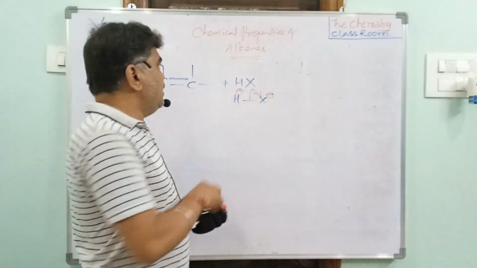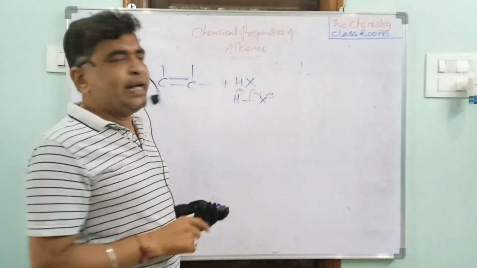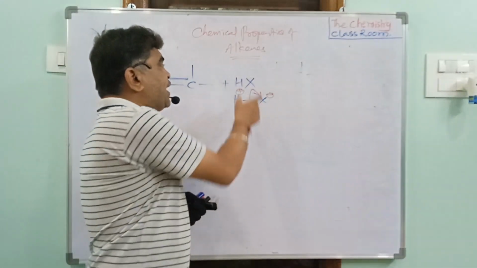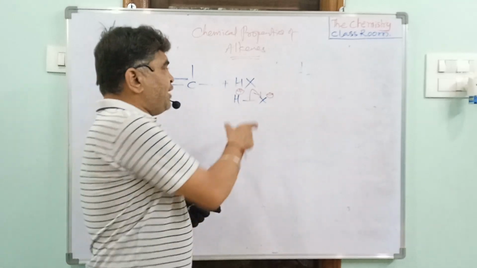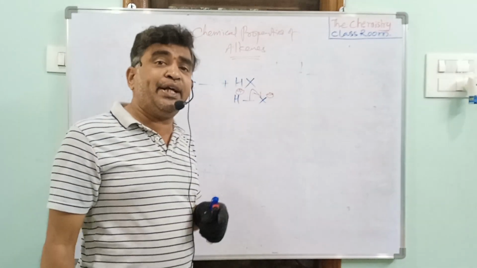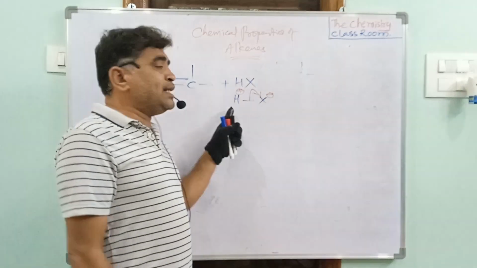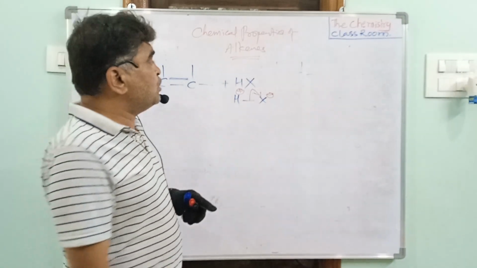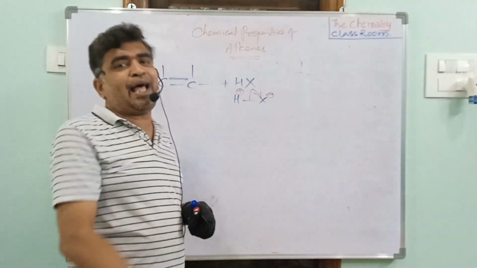So here you observe, when the alkene compound reacts with a heteroatomic molecule, in the heteroatomic molecule we have a difference between the two atoms, an electronegativity difference. The hydrogen is less electronegative, the halogen is highly electronegative. So the electrons move towards the halogen.